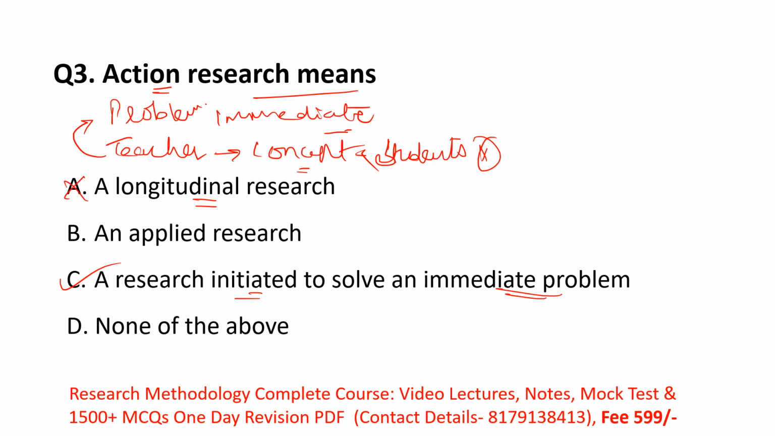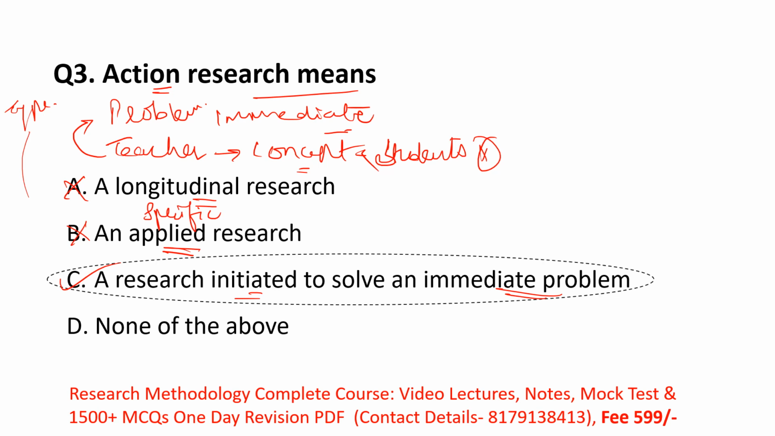And option B here is applied research. Remember, action research is a type of applied research. But what is applied research? In applied research, researchers solve a problem which is specific, not general, and it need not be an immediate problem. So here option B is also incorrect. For this question, option C here is the right answer.